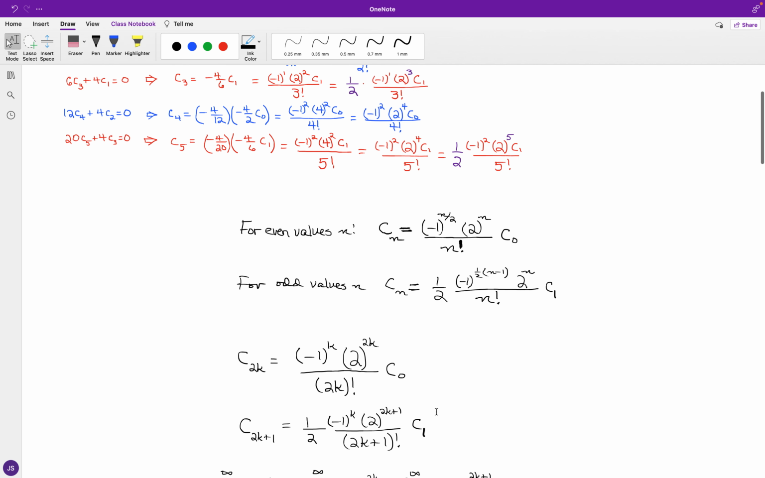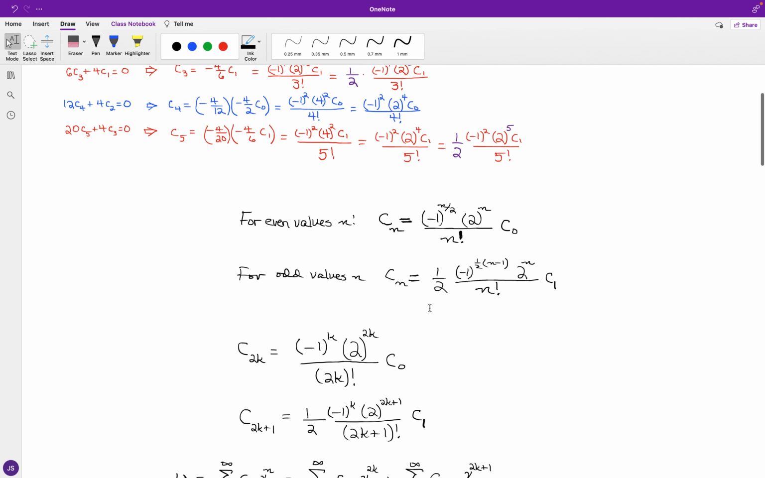Again, we have times c naught, and for c sub 2k plus 1, this is just to keep the subscript values odd. So we have negative 1 raised to the k, since 2k plus 1 minus 1 is 2k, and 1/2 of that goes to k. And you have 2 raised to the 2k plus 1, and the n factorial here is going to be the quantity 2k plus 1 factorial. And again, you have the 1/2 out at the front, and c sub 1 as the constant being multiplied.